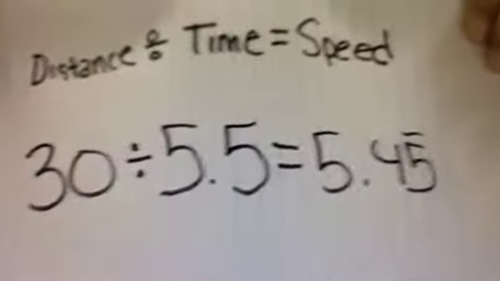If Caitlin runs across a stage that is 30 meters long and it takes her 5.5 seconds, how fast do you think she's going? Well, I made an equation to help you out with that. The equation would be distance divided by time, and that would find her speed. So 30 divided by 5.5 is 5.45 repeated. That is her speed.